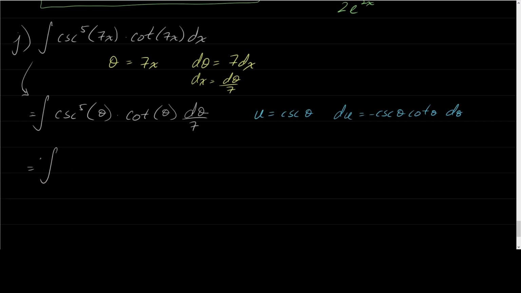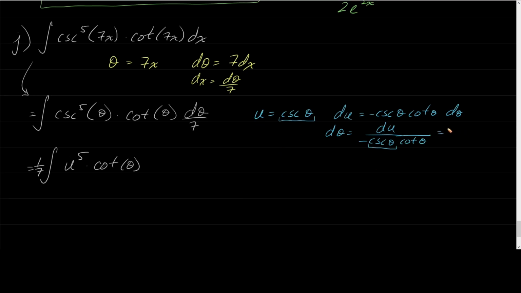So we have a 1/7 all the way to the front. Cosecant was our u. So we have u to the 5th times cotangent, which was not part of our substitution. d theta became, well, let's look at d theta. I never actually wrote it. d theta is du over negative cosecant theta cotangent theta. But keep in mind that cosecant theta was u.